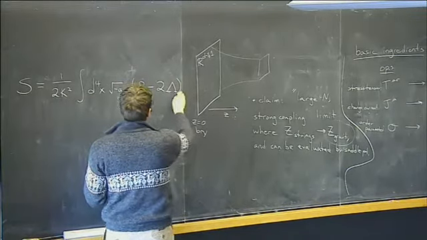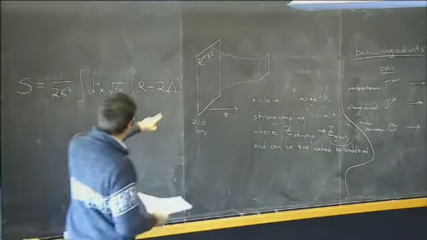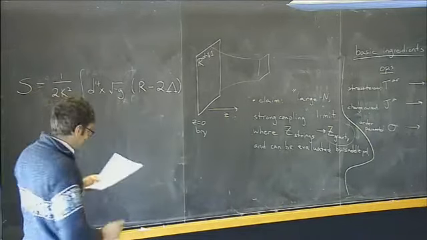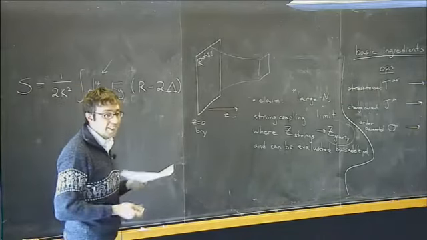I need to include a cosmological constant because I want anti-de Sitter space to be a solution. So this lambda is some negative cosmological constant. So why is it 4x? Oh, good. Another good question. You can do whatever you want here at this level.